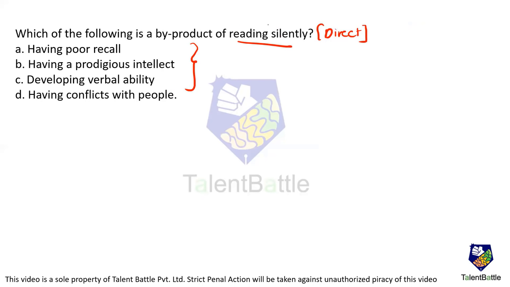So this I'll note and search for. The options are: having poor recall, having a prodigious intellect, developing verbal ability, having conflicts with people. So let us see what could be the byproduct of reading silently. Now, moving on to the next.